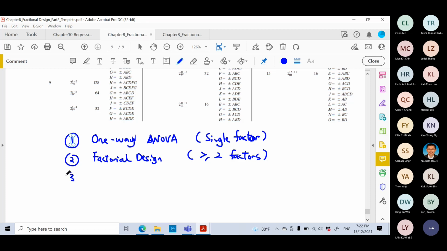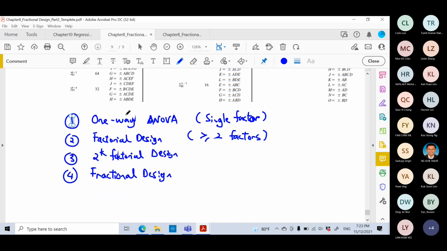After that, I went through the 2 power of k factorial design. It is a subset of the factorial design: you only concentrate on 2 levels, but you still have more than 2 factors. So these are the 3 designs we are considering. After that, for this section, we run what is called the fractional design. This will be the last chapter of the fractional design, the 2 power of k fractional design.